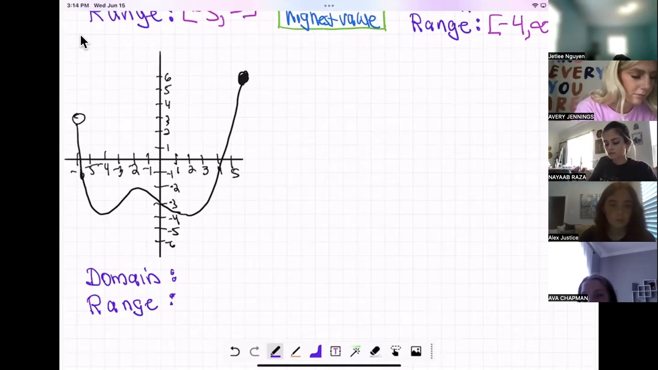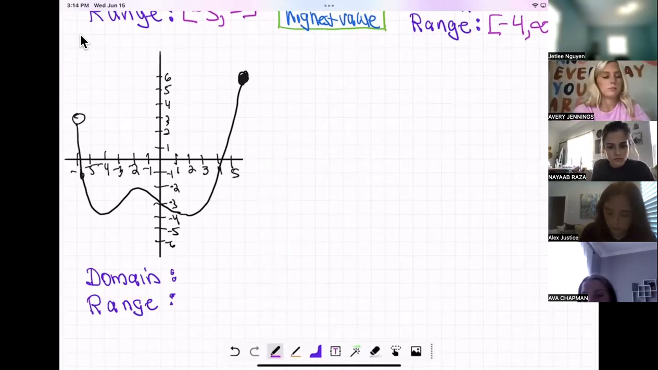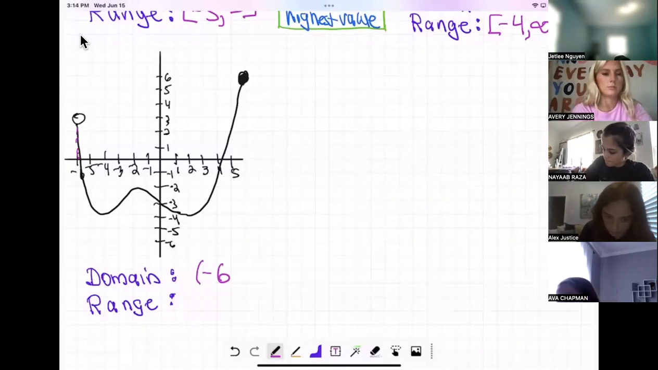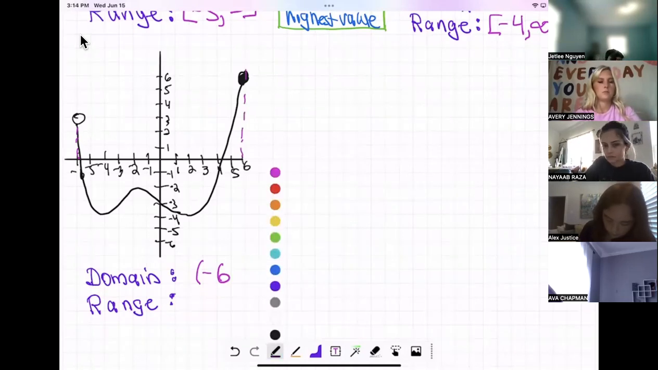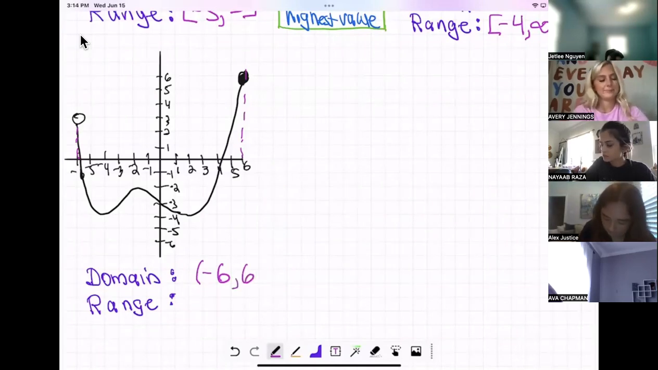But anyway, domain, left to right. What is my lowest x? I see -6, but I see an open circle, so it has to be parentheses -6. What is my largest x? Well, that's all the way on the right. Remember, left to right. I went left, now I'm going right. That would be, okay, I didn't even mark it, 6. Now that has a solid circle, so it'd be a bracket.